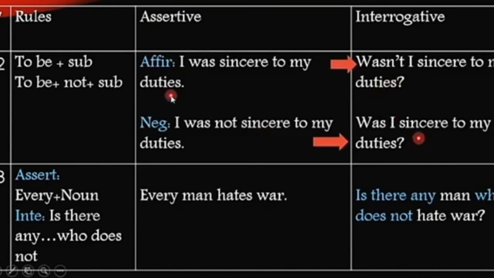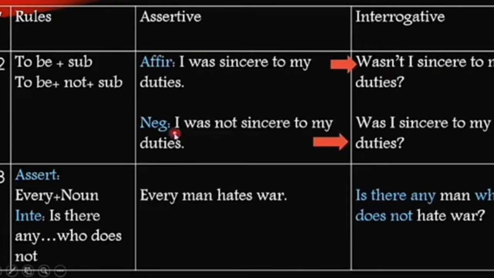So that's why the examples are like this. I was sincere to my duties. This is an affirmative one, so our interrogative has to be a negative sentence. As we have an auxiliary verb here, "was" should be used at the beginning and we are going to add "not" with it. Wasn't I sincere to my duties?